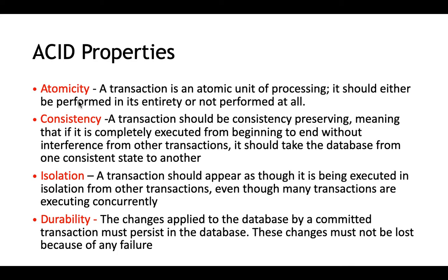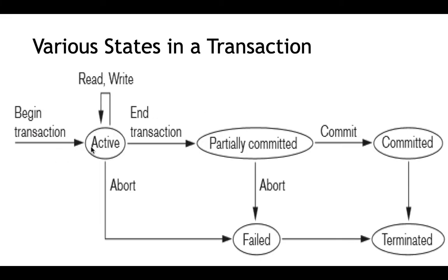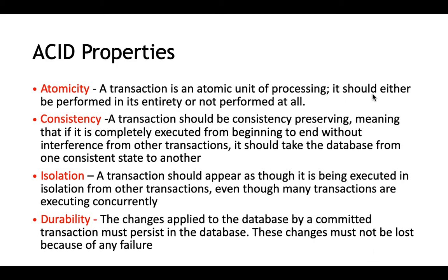So atomicity means a transaction is an atomic unit, a single unit of processing, and it should either be performed in its entirety or not performed at all. Take this case: we begin a transaction, and either it should reach the committed stage or it should be aborted. A transaction does not remain in the partially committed state for long. Either it would be committed or it would be aborted. So once it starts, it has to be performed in its entirety, or it should not be performed at all. That is what we mean by atomicity.